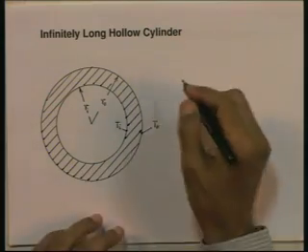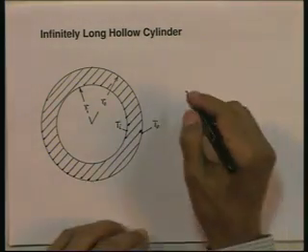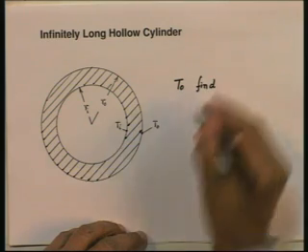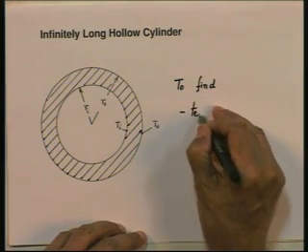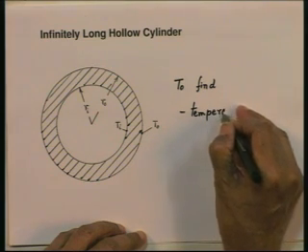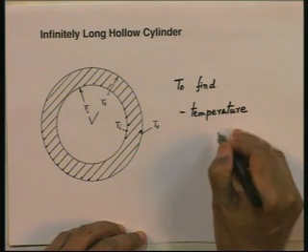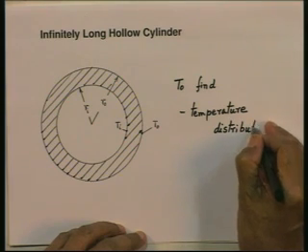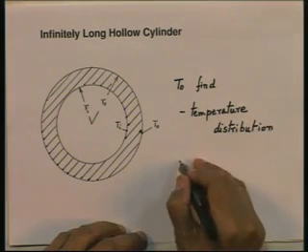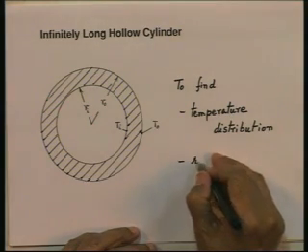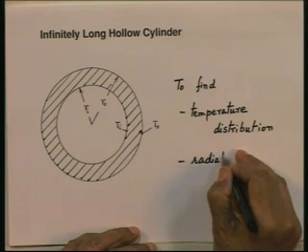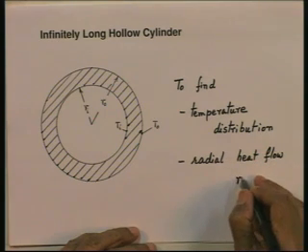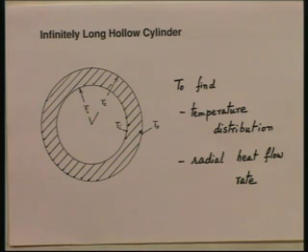I would like to find, again like in the earlier case, first of all the temperature distribution in the solid, and secondly to find the radial heat flow rate. All right, just like in the earlier case.